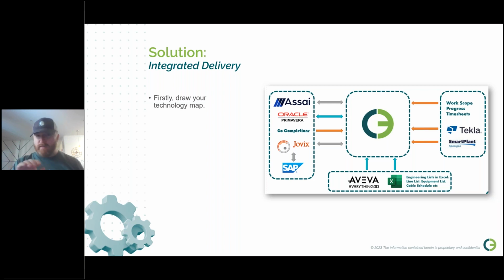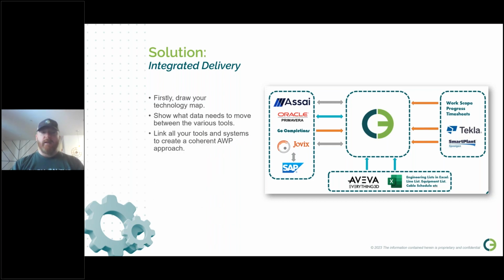And what we're showing is not only the direction of the flow, the ones going inwards to O3, but also in some cases you can see from the double-headed arrows, information is flowing both ways. And we're using the colors of those arrows to represent the transfer methodology. Is it being done manually, semi-automated, or fully automated data exchange? So you need to show what data needs to move between the various tools. You need to be able to link those tools and systems to create a coherent AWP approach.